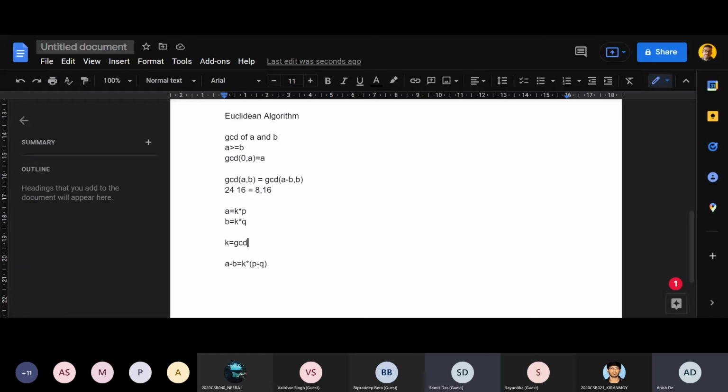So let's take A is K into P and B is K into Q, where K is the GCD. So A minus B will be K into P minus Q. As you can see here, A minus B is also divisible by K. So the GCD of A minus B comma B is equal to GCD of A comma B. It is also equal to the GCD of A minus B comma A. Okay.